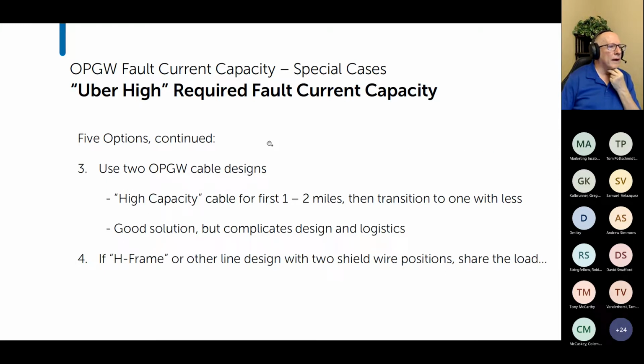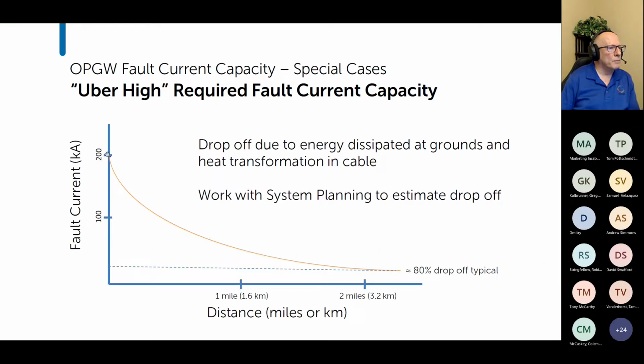So let's keep going. You got three more options. Number 3, you could use 2 OPGW designs. You could have a high capacity cable for those first 1 to 2 miles, and then you can transition to one with less. So use a bigger cable for this first segment, and then transition to a smaller cable to go cross country and continue the line.